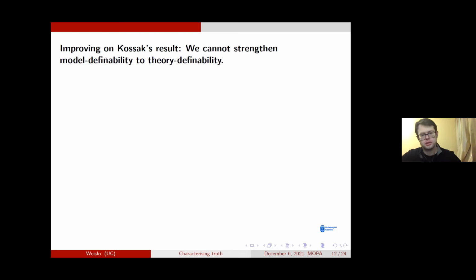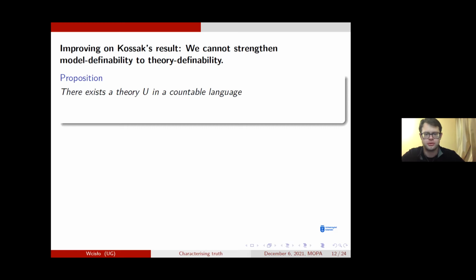Let's continue. How about strengthening the kind of definability? In Kosak's result, you know that in every model you can define a predicate satisfying UTB. Ali Enayat, when I first gave this talk at our seminar in Warsaw, asked me whether you can make Kosak's result more explicit, so whether you can give an explicit uniform dependence of what this definition will be on what the theory U was. This result in a way shows that this is impossible. The dependence can be non-uniform; the definition can simply be different from model to model.